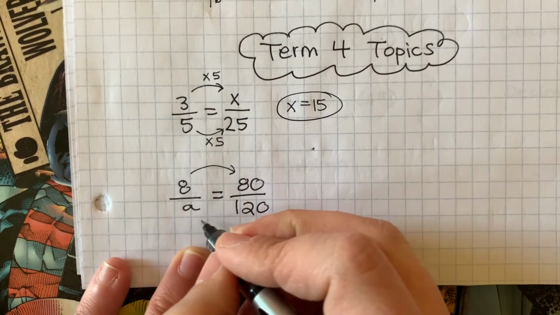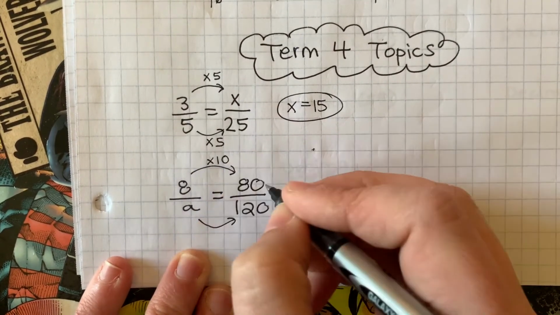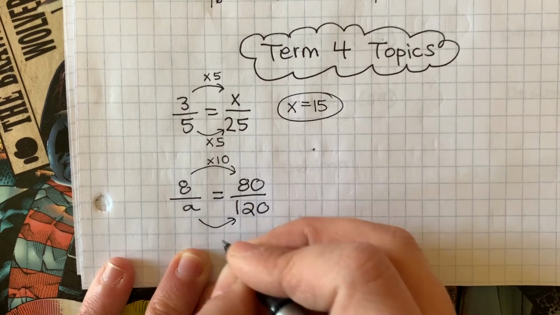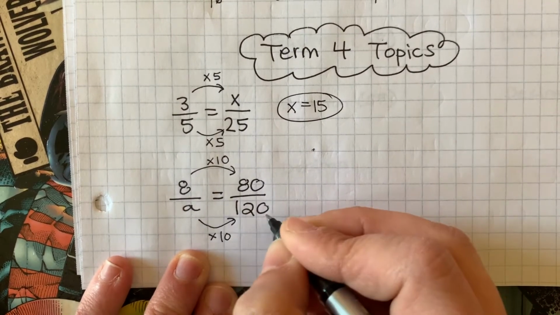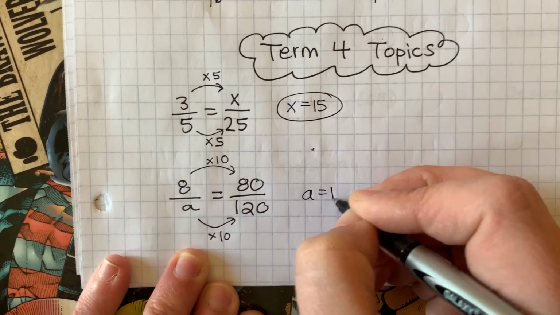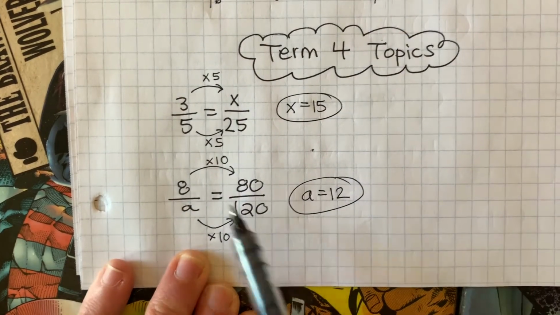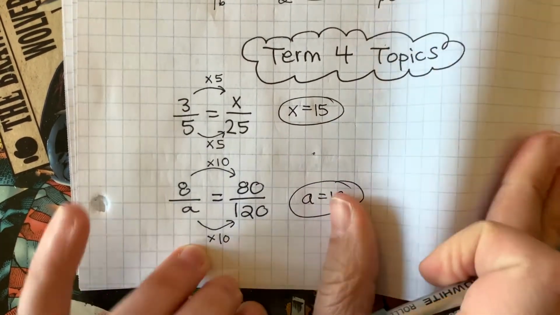If we look here, the relationship between these two values is that this ratio over here is 10 times bigger. So I need to figure out what number times 10 gives me 120. And the answer is 12. And notice I'm writing x equals and a equals because I need to solve for the variable.